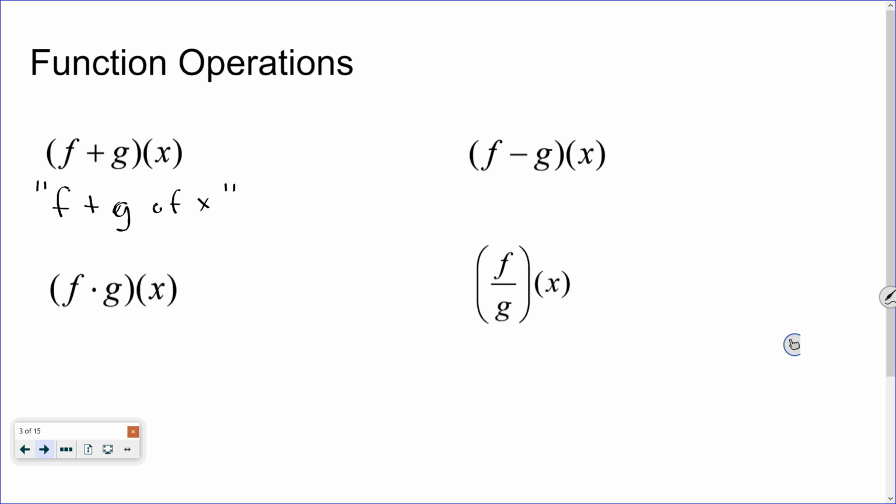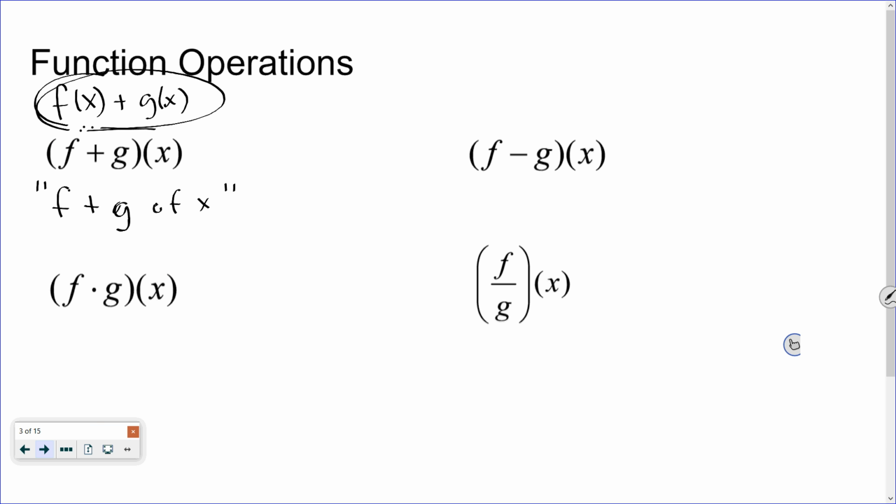And what it really means is you take the function f of x and just add the function g of x to it. A lot of times, and I'll show you some examples of this, if you write the problem this way, I think it makes a little more sense in our brain. But again, the way we say that is f plus g of x.